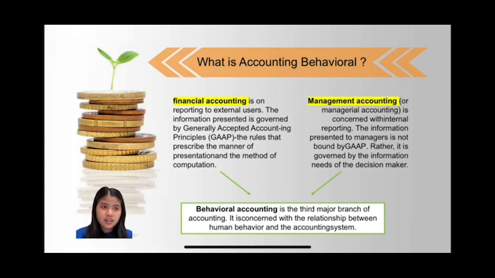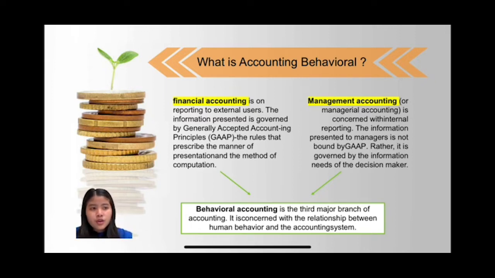In financial accounting, you can see here that it reports to external users, and the information presented is governed by generally accepted accounting principles or GAAP, and the rules that prescribe the manner of presentation and the method of computation. Meanwhile, management accounting is concerned with internal reporting. So financial is for external and managerial is for internal users. Unlike financial accounting, in management accounting the information presented to managers is not bound by GAAP, but is governed by the information needs of the decision maker.